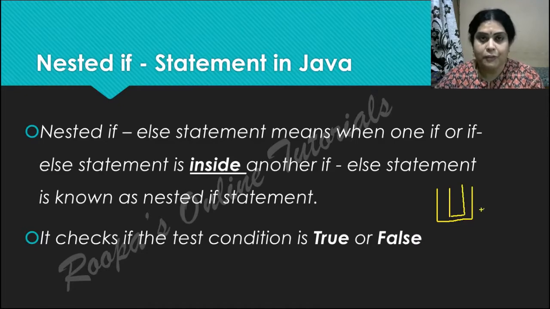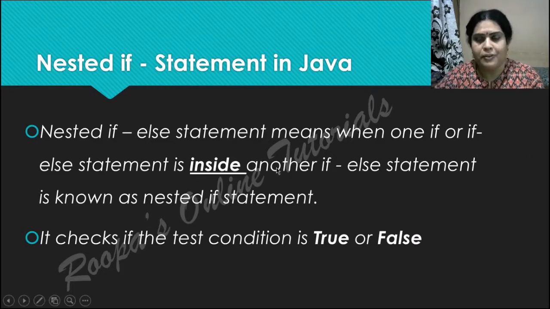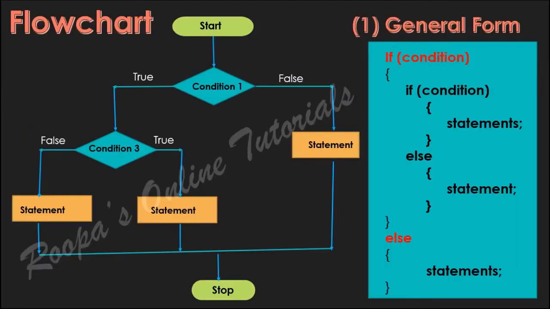Similarly, if we have one if within another if, or one switch within another switch, or one for within another for, then the word nested is used in programming. So here we are going to talk about the nested if statement in Java. Nested if means when one of the if else or the simple if is found inside another if else statement, it is known as a nested if statement. Here it is also going to check whether the condition is true or false.